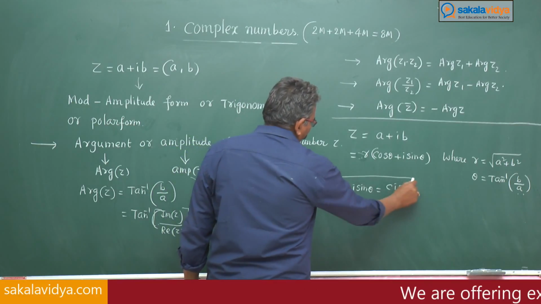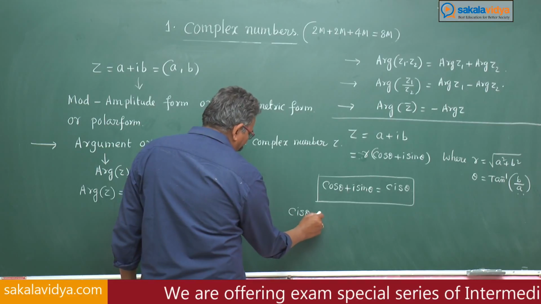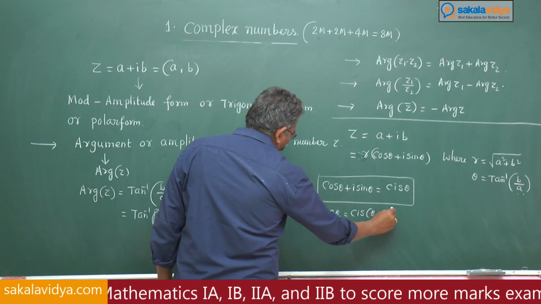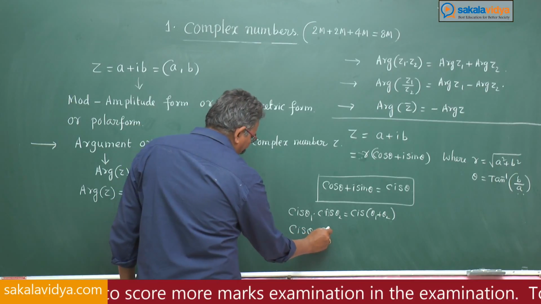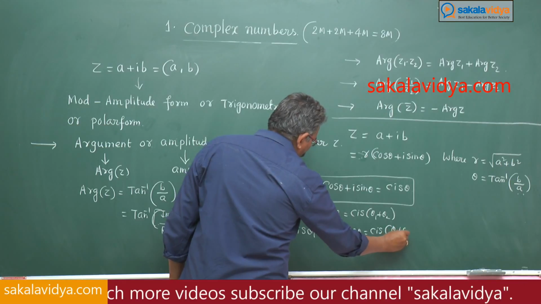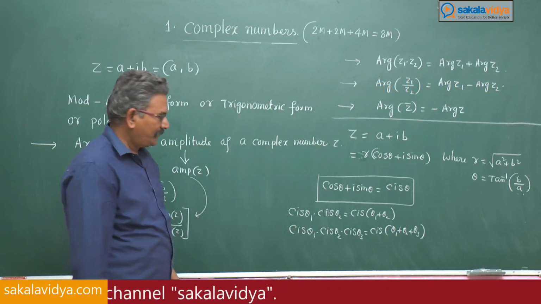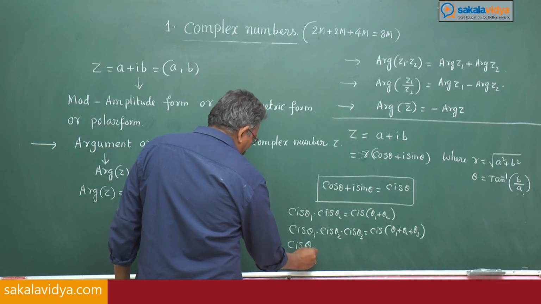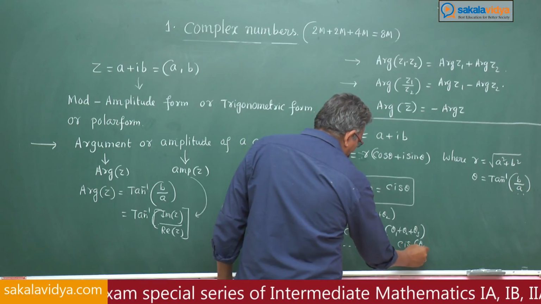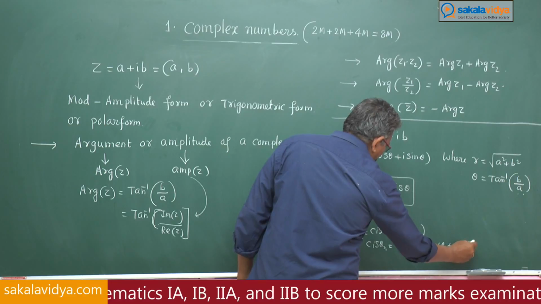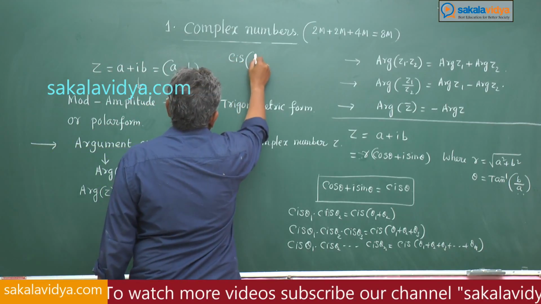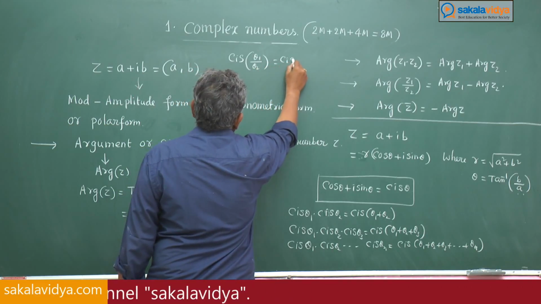So here are some properties on this one. Cis of theta 1 into cis of theta 2 is cis of theta 1 plus theta 2. Cis theta 1 into cis theta 2 into cis theta 3 is equal to cis of theta 1 plus theta 2 plus theta 3. So it can be generalized: cis theta 1 into cis theta 2 and so on multiplied with cis theta n is cis of theta 1 plus theta 2 plus theta 3 and so on plus theta n. Similarly, cis of theta 1 by cis of theta 2 is cis of theta 1 minus theta 2.